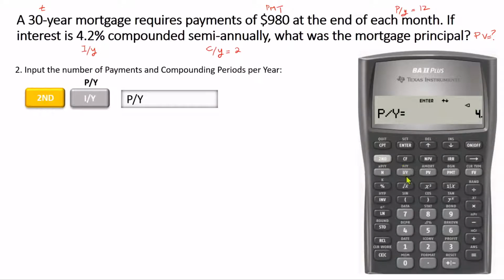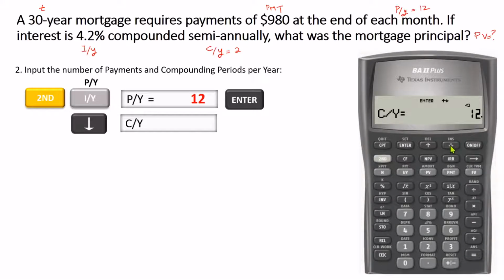PY represents the number of payments per year. In this case, the payments are monthly, and therefore that makes it 12 payments per year. So we type in 12 and then we press enter. So we use the down arrow key here to go to CY. Number of interest compounding periods per year is 2 because interest is compounded semi-annually. So we type in 2 and then we press enter.